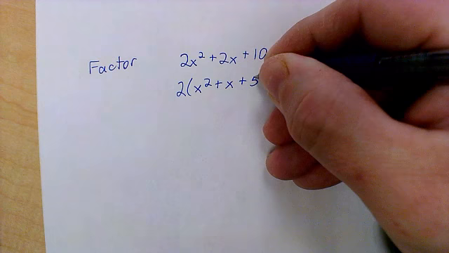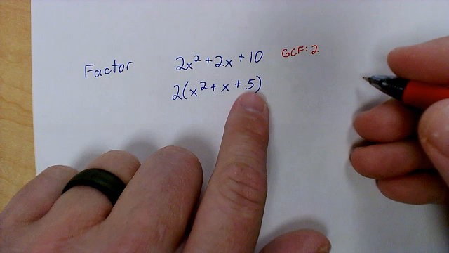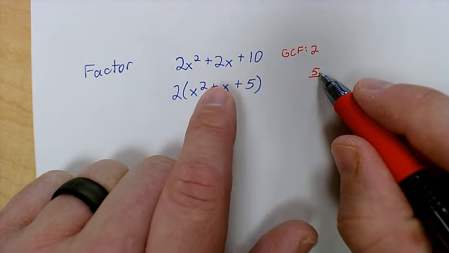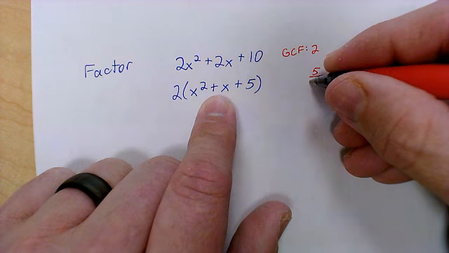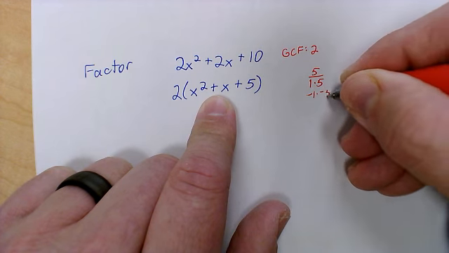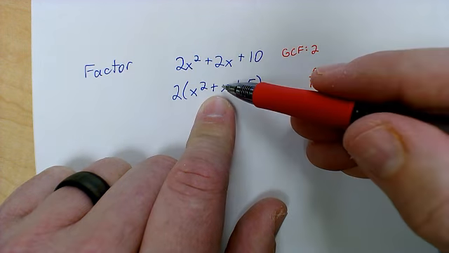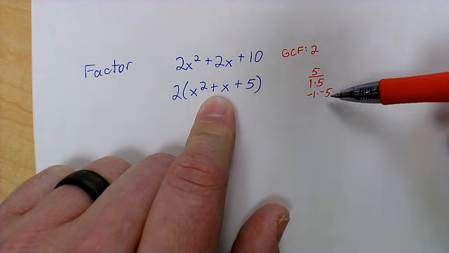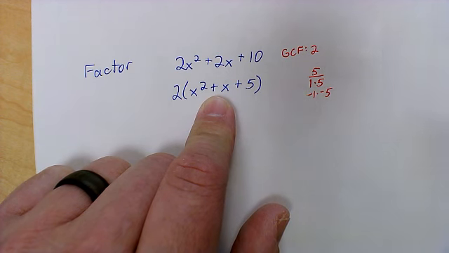Now, like the other problems, I'm going to try to factor this further, and I'm going to write down the number 5 over here. And I'm looking for a pair of numbers that multiply to 5 and add to 1. I'm going to go ahead and write down the numbers that multiply to 5 really quick. You got 1 times 5 and negative 1 times negative 5. Of those, nothing adds to the 1. So this adds to 6, this adds to negative 6. So I can't factor it any further.